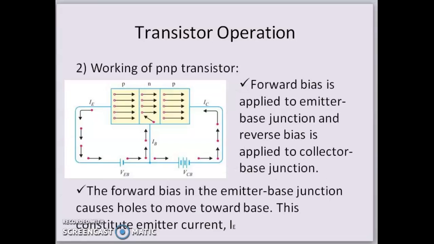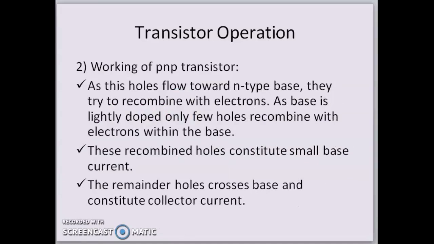Now the working of PNP. The forward bias is applied to the emitter-base junction and reverse bias is applied to the collector-base junction. The forward bias in the emitter-base junction causes holes to move towards the base. So this will form the emitter current IE. As these holes flow towards the N-type base, they will combine with electrons. These recombined holes again constitute the small base current.